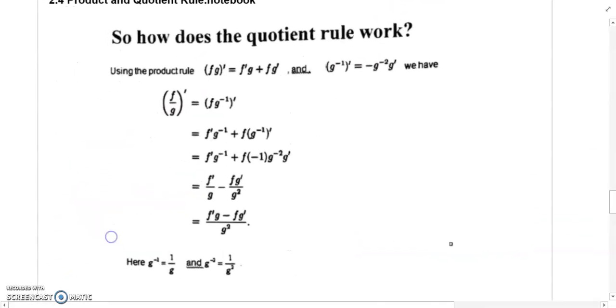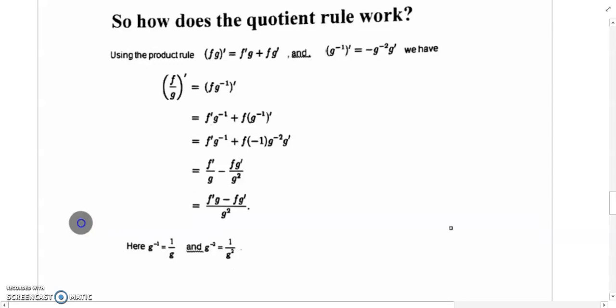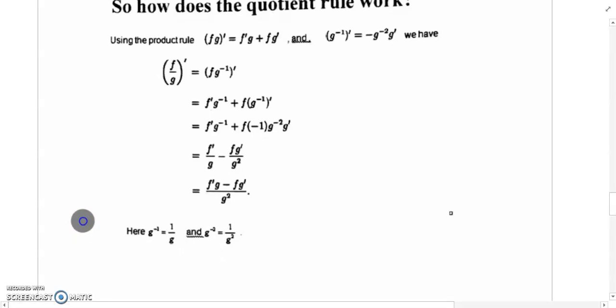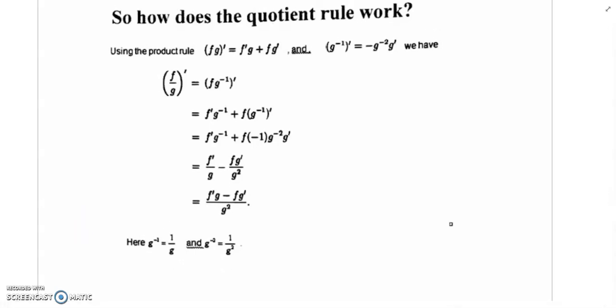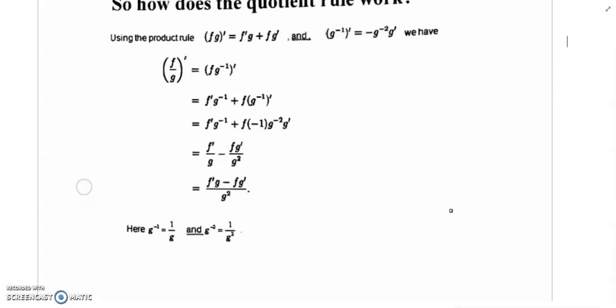So the second half of this is talking about the quotient rule. We now know how to take a derivative of a product of two factors of different functions. Now we want to look at the quotient. So looking at this example here, we can actually prove the quotient rule by using the product rule. And this example is just giving you an example of that for you to follow along.